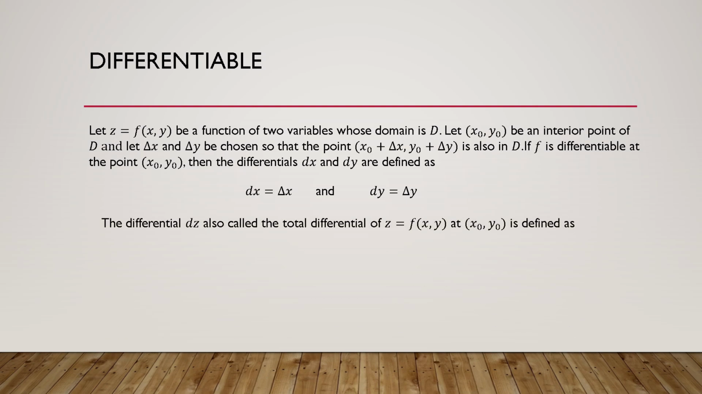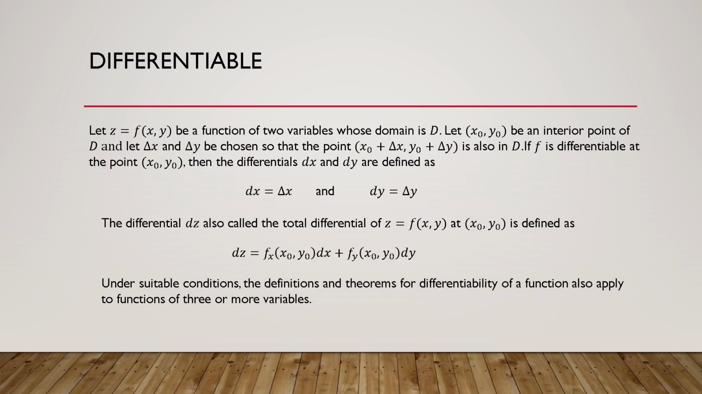The differential dz, also called the total differential of z, for z equals f of x, y at (x sub 0, y sub 0) is defined as dz equals the partial derivative of f with respect to x at (x sub 0, y sub 0) dx, plus the partial derivative of f with respect to y at (x sub 0, y sub 0) dy. Under suitable conditions, the definitions and theorems for differentiability of a function also apply to functions of three or more variables.